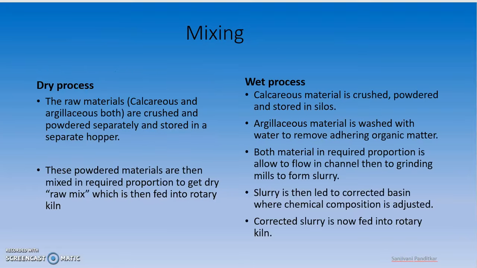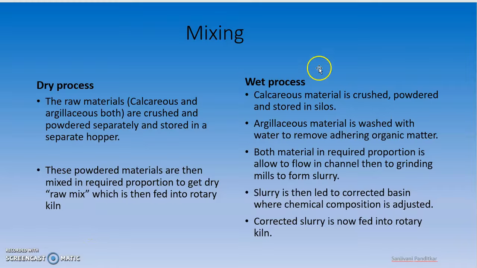Now see what is dry process and what is wet process used for mixing of raw materials required for manufacturing of cement. In case of dry process, the raw materials, that is both calcareous and argillaceous materials, are crushed separately and powdered separately and then stored in separate hoppers. Now these powdered ingredients are mixed together in a required proportion, and that mixture is called raw mix, which is then fed into the rotary kiln.